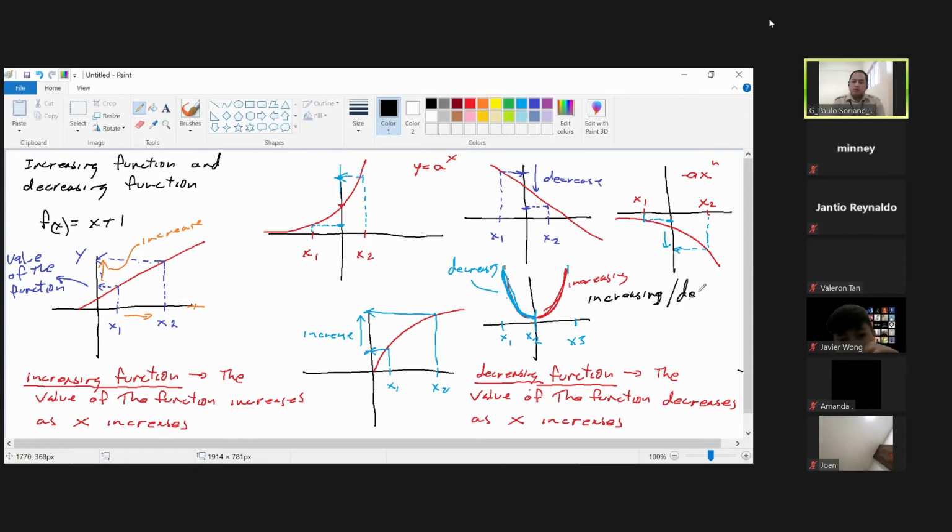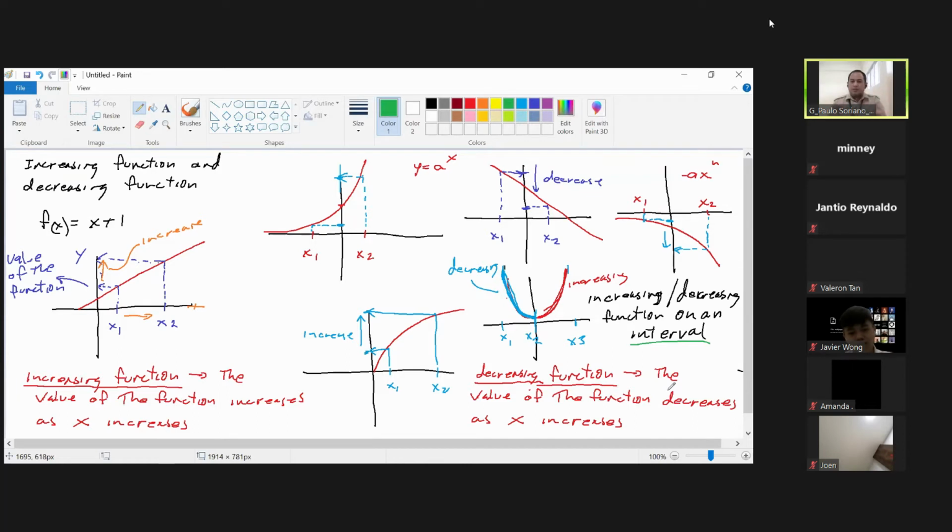increasing or decreasing function on an interval. Okay, so we need to consider the interval where we are going to be looking at that certain function. You understand? Clear? This one clear? Yes or no? Okay, so increasing and decreasing function on an interval.